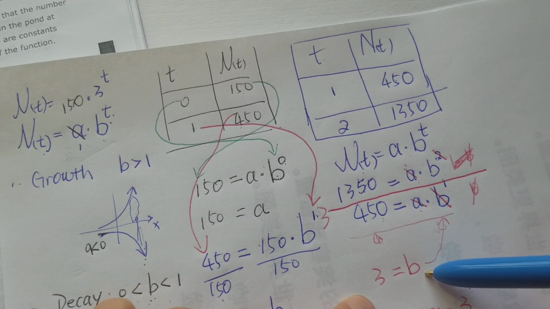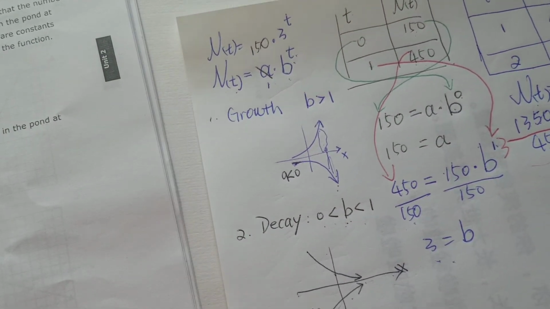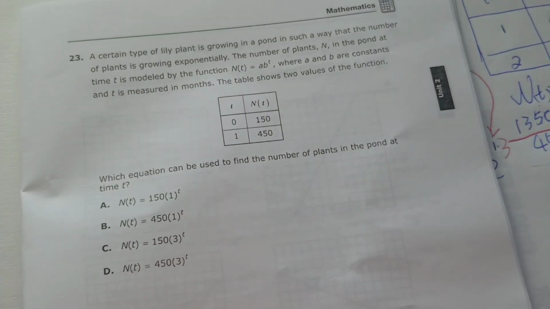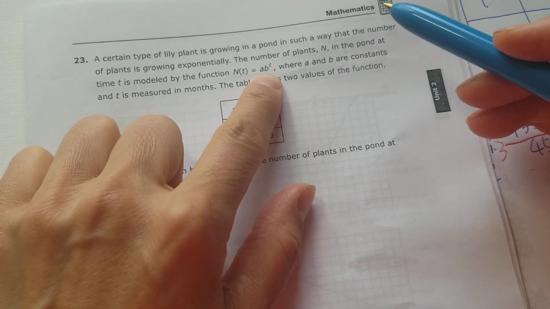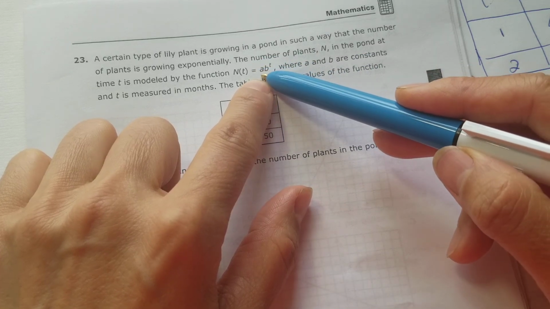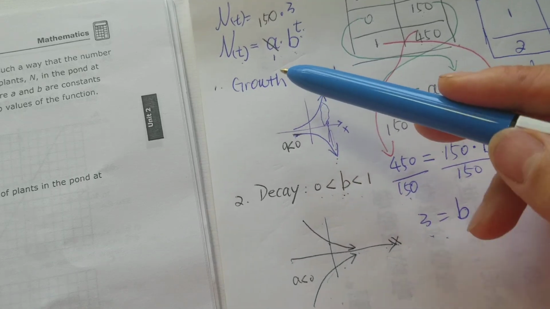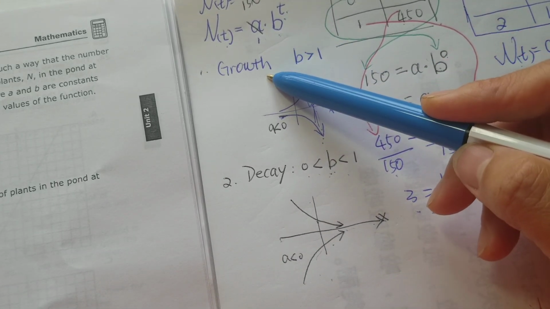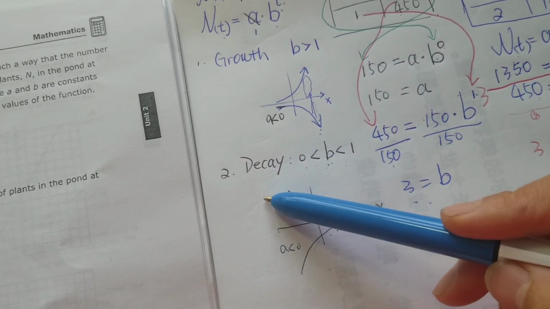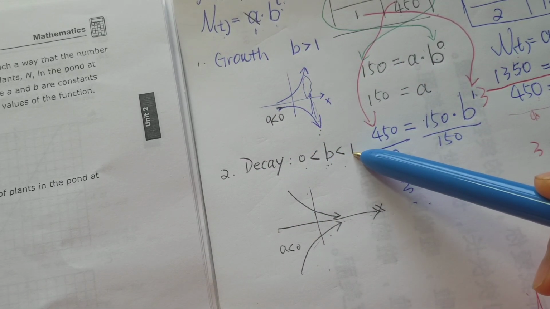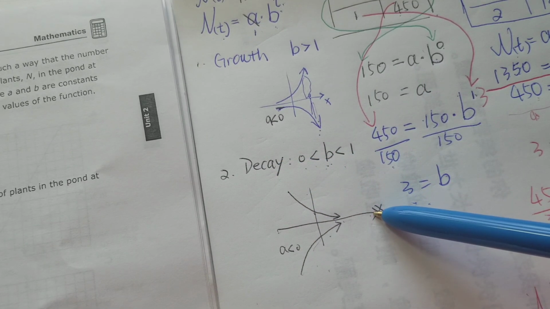Okay, so let's do a quick review of question number 23. Number 23 is testing you on exponential functions. This is the basic structure with the coefficient, base, and the exponent. So there are two different kinds of exponential function. Growth function, where your base is greater than 1, is going up. Your decay function, where your base is less than 1 but greater than 0, is landing on the x-axis.